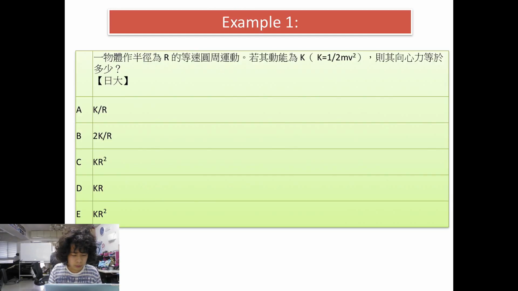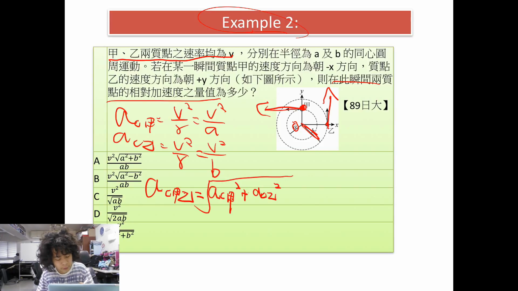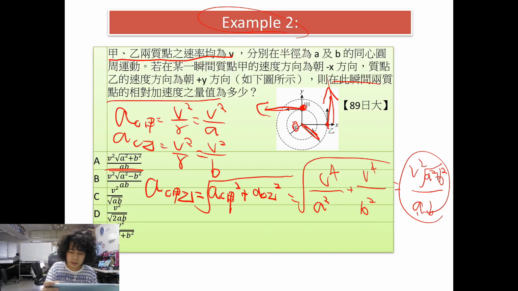The relative acceleration equals the square root of Ac squared plus Ac squared, because they are perpendicular. Yes, they are perpendicular, which equals the square root of A squared plus B squared over AB squared, and this is the A, so the answer should be A. Yes, it is A.